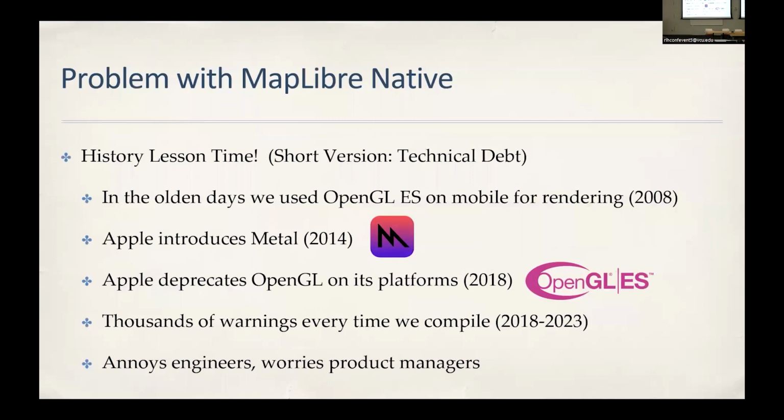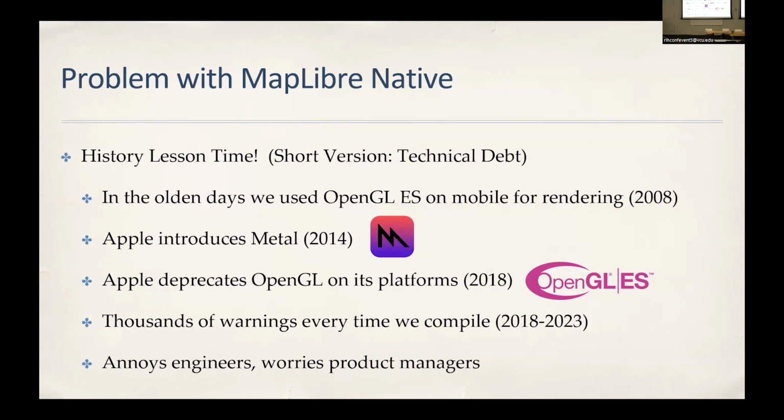MapLibre Native has one big problem, and this comes from a history lesson of technology you might not be aware of. It's pretty straightforward. In the olden days, we used to use OpenGL ES on both Android and iOS, and macOS as well to a certain degree. And then Apple came out with Metal, their own API. It's Apple, they do stuff like that. And then they deprecated OpenGL in 2018. So it's actually been deprecated for a while.